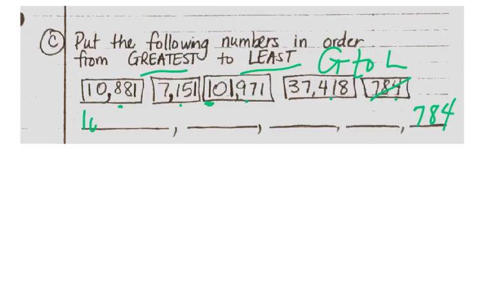So that's going to be greatest, 101,971. Okay, now I'm going to figure out the numbers that will go next. Ooh, I'm crossing out that one because I already used it. Now I have a 5-digit number, a 4-digit number, and another 5-digit number. And guess what? My 4-digit number has the next fewest number of digits.